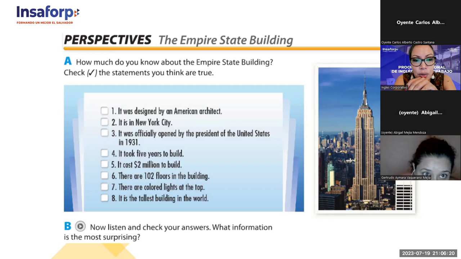I only checked two. Yo solo chequeé dos. Solo sé dos cosas. It's in New York. And what is the other one? It's in New York. And number seven, there are colored lights at the top.